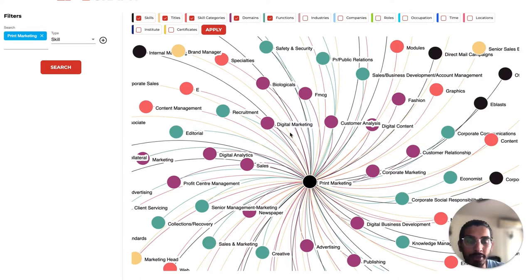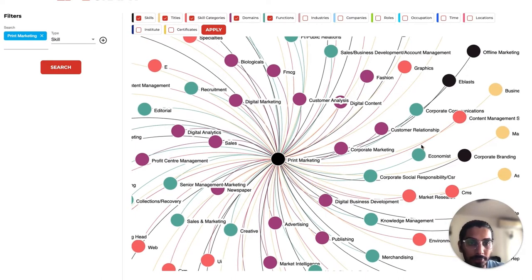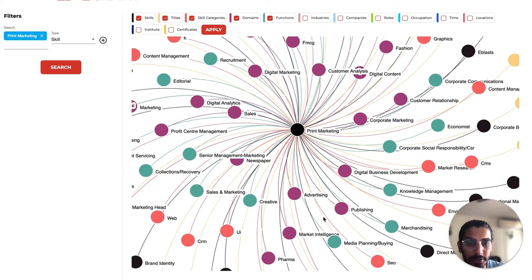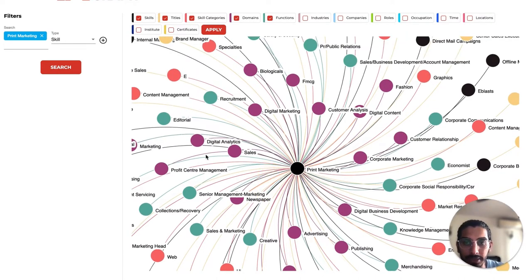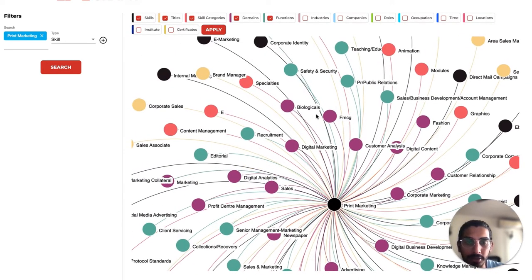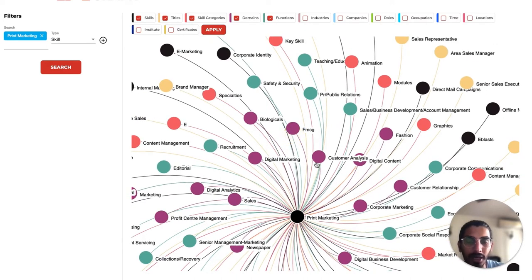The domain where it is used is digital marketing, corporate marketing, customer relationship, digital business development, publishing, advertising, newspaper, profile center management, sales, digital analytics, biologicals, FMCG. These are the domains where this is used a lot.